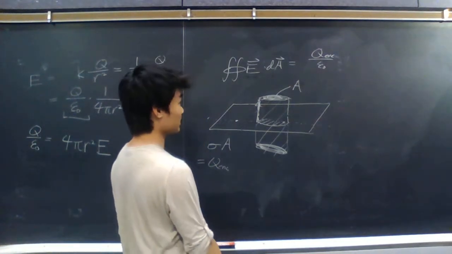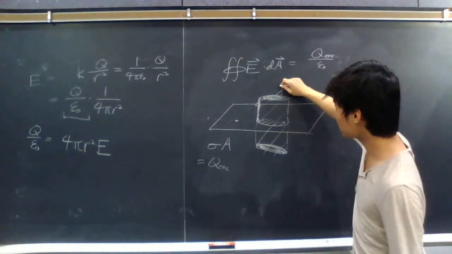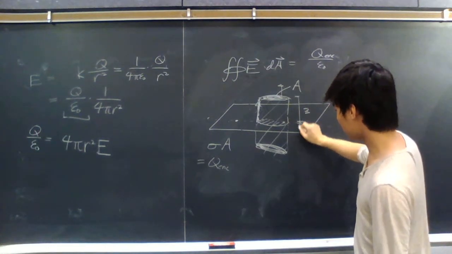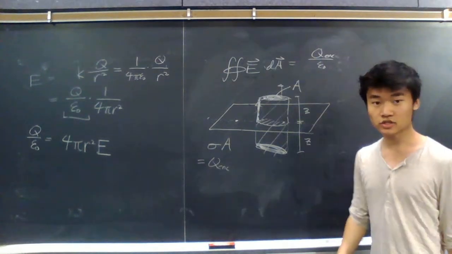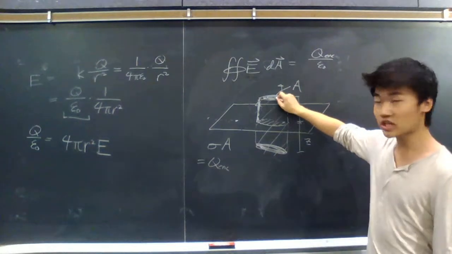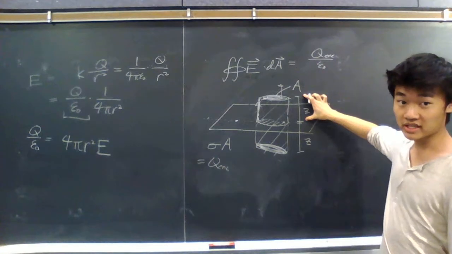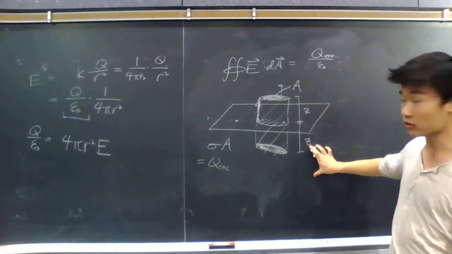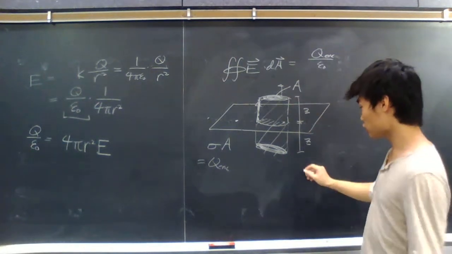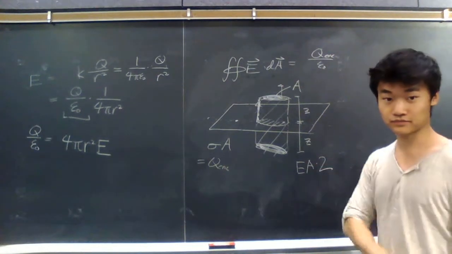So that means the total amount of electric flux is the electric field here. We'll say it extends the same distance above and below the surface. So even if the electric field does depend on your height above or below the surface, we know it's going to be the same because we've chosen it so that our cylinder extends the same height above as it does below the surface. So the total electric flux through these two faces is going to be E times A, times 2.